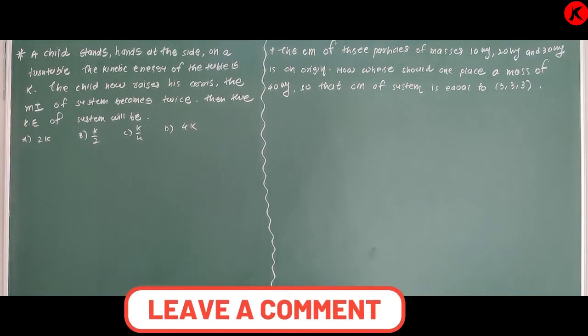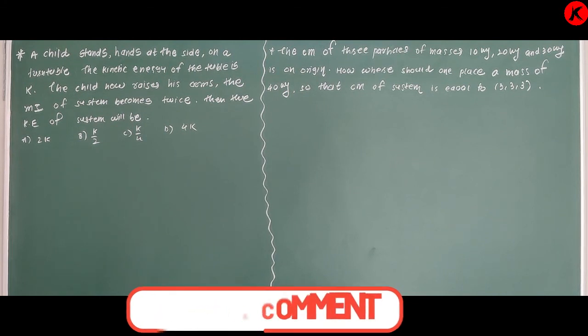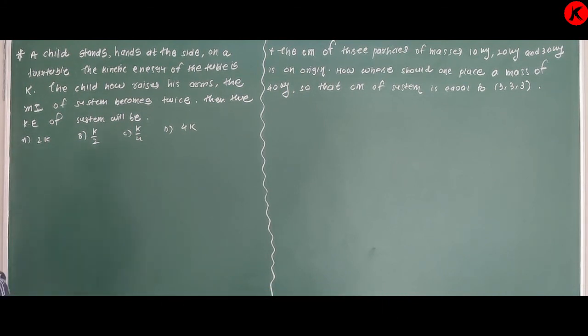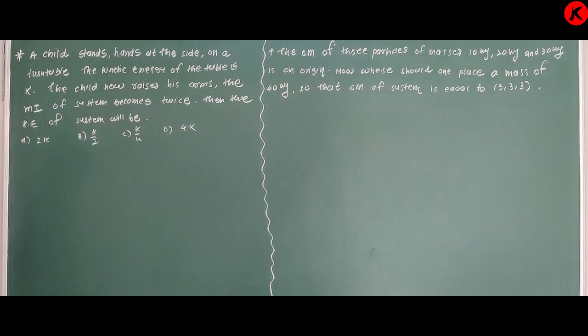Now next question. A child stands with hands at the side on a turntable. The kinetic energy of the table is K. The child now raises his arms. The moment of inertia of the system becomes twice. Then the kinetic energy of the system will be?